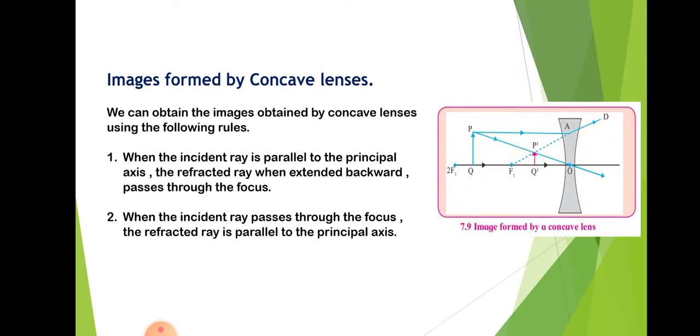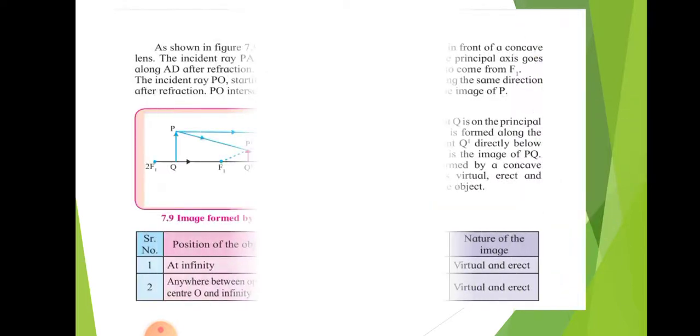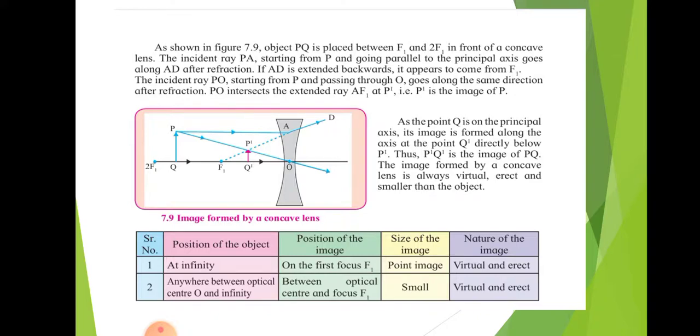ओके, इस रूल एंड द कॉन्वेक्स लेंस का जो सेकेंड रूल था, that is same, so you can imagine that. Now here you can see, as shown in the figure, object PQ is placed between F1 and 2F1. PQ जो है वो कहाँ से है, F1 and 2F1 के बीच में, in front of a concave lens. In front of concave lens, yes.